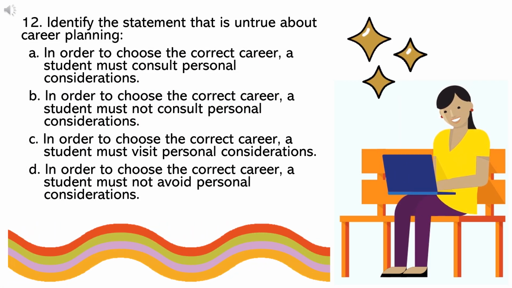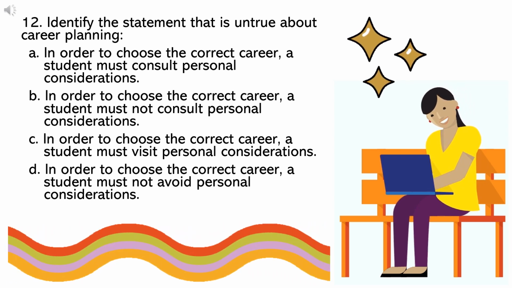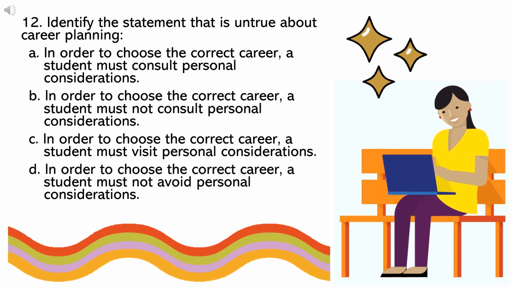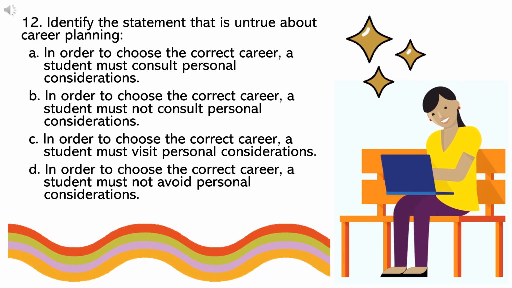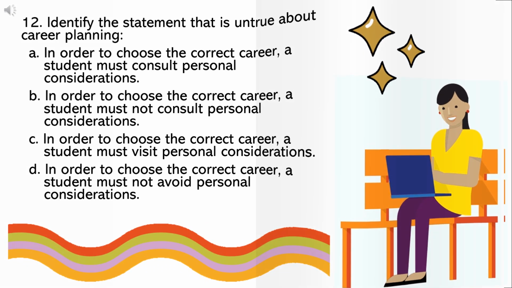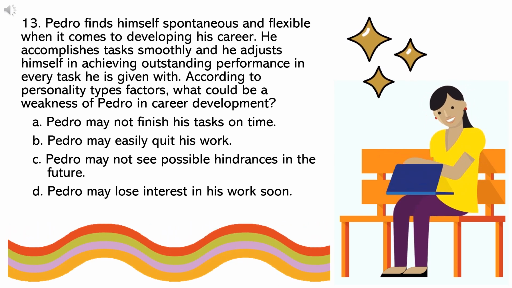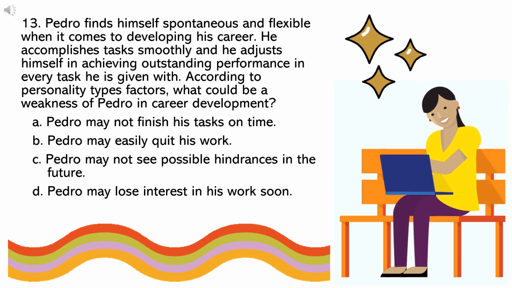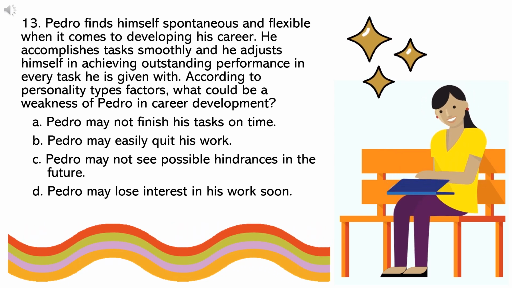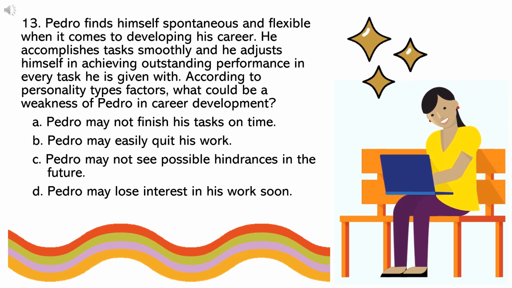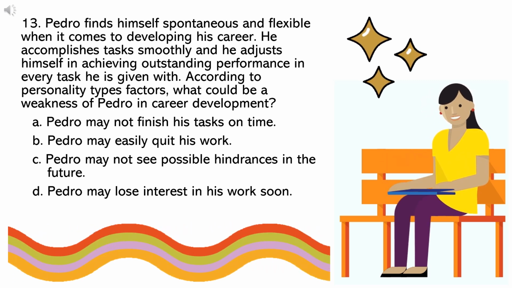12. Identify the statement that is untrue about career planning. A. In order to choose the correct career, a student must consult personal considerations. B. In order to choose the correct career, a student must not consult personal considerations. C. In order to choose the correct career, a student must visit personal considerations. D. In order to choose the correct career, a student must not avoid personal considerations. 13. Pedro finds himself spontaneous and flexible when it comes to developing his career. He accomplishes tasks smoothly and he adjusts himself in achieving outstanding performance in every task he is given. According to personality types factors, what could be a weakness of Pedro in career development? A. Pedro may not finish his tasks on time. B. Pedro may easily quit his work. C. Pedro may not see possible hindrances in the future. D. Pedro may lose his interest in his work soon.